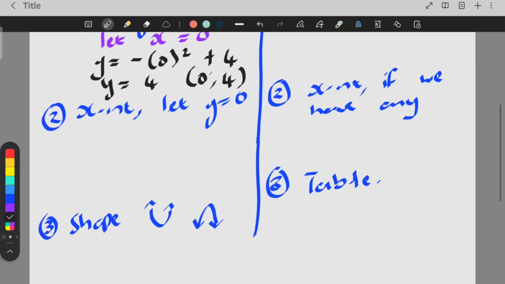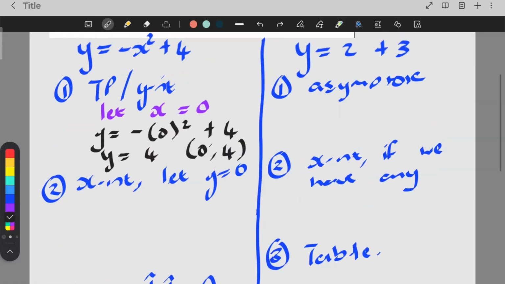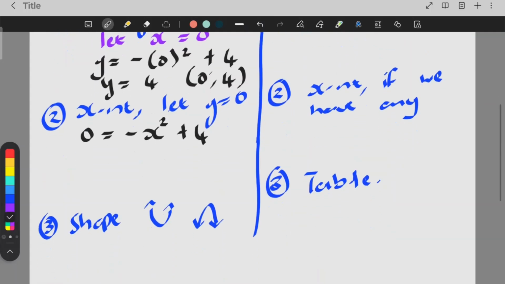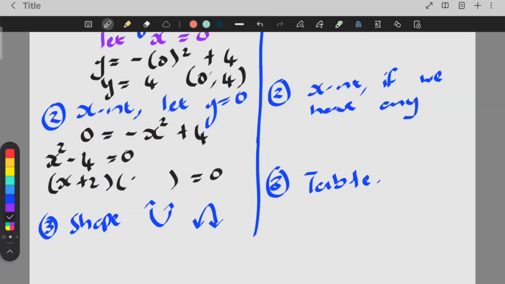Then for the x-intercept, I let y be 0. So I write my function down, but I make y 0. So 0 is equal to negative x squared plus 4. And now I solve for x. I'm going to bring everything over. And then I'm going to do the difference of two squares, so this is x plus 2, x minus 2. So I get my x-intercepts to be (-2; 0) and (2; 0).